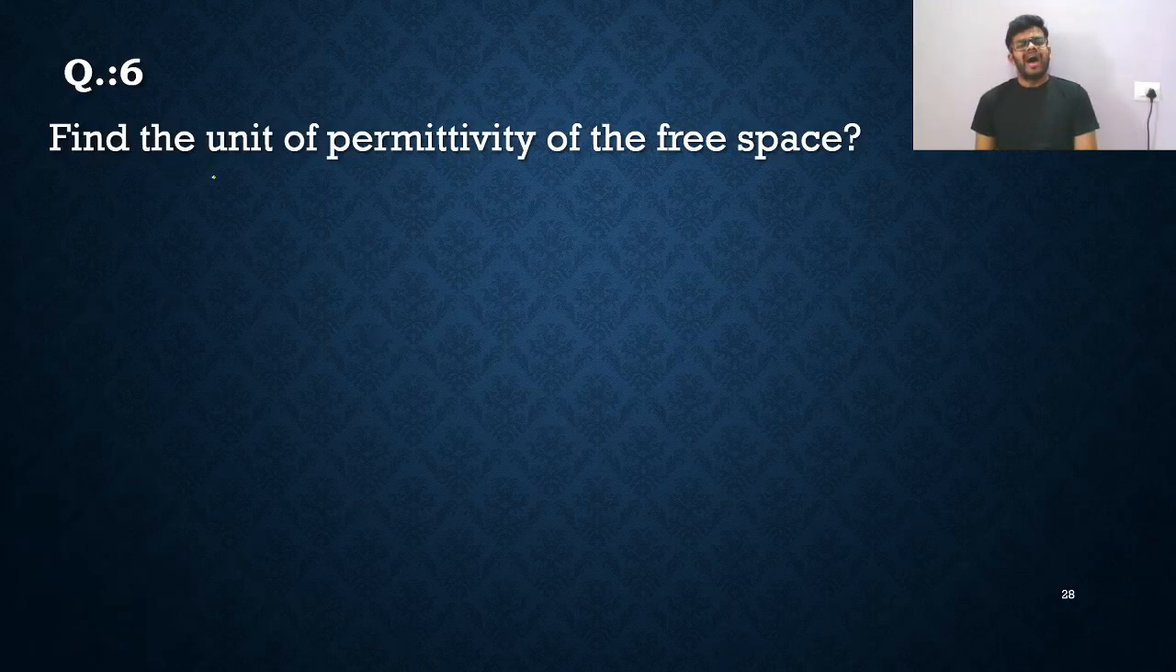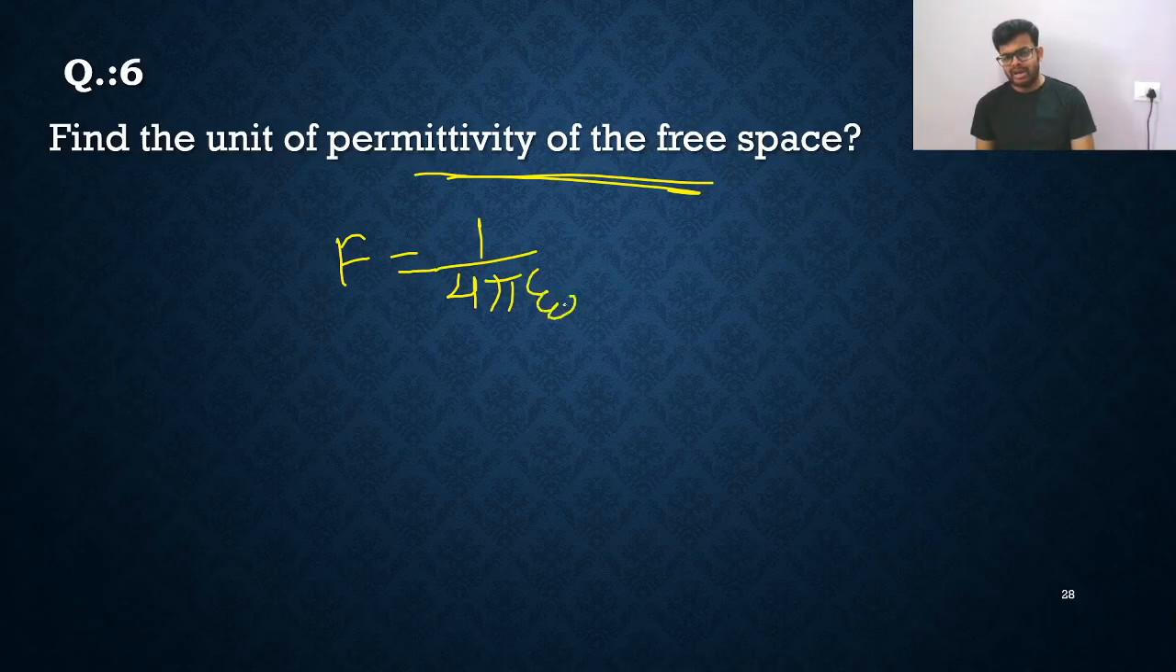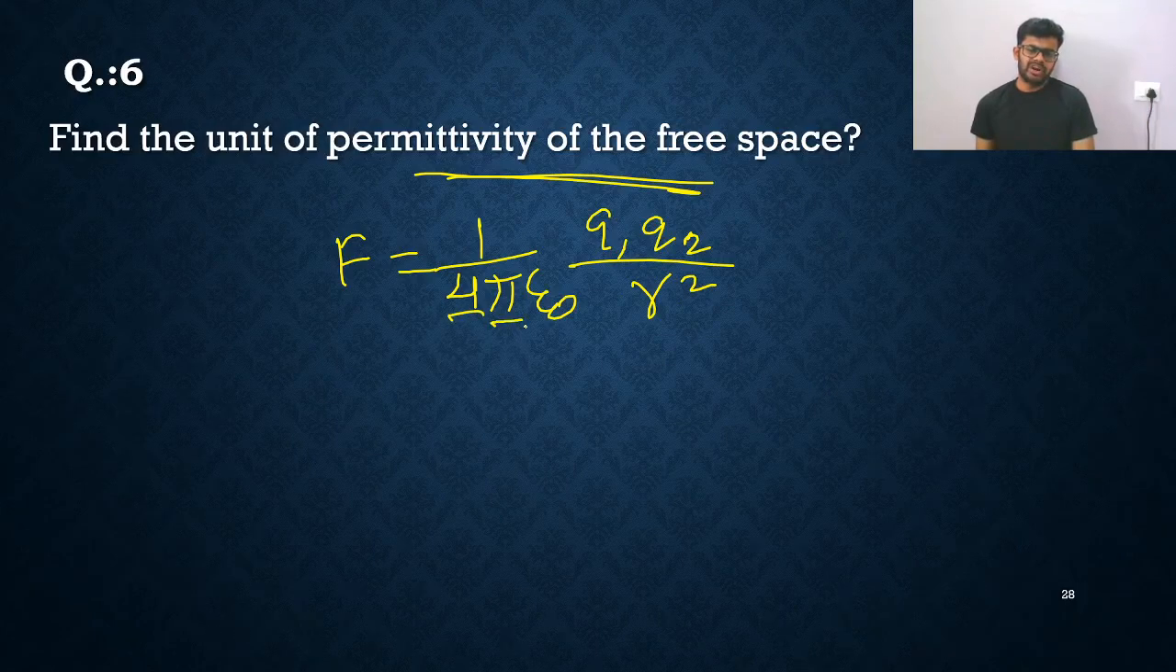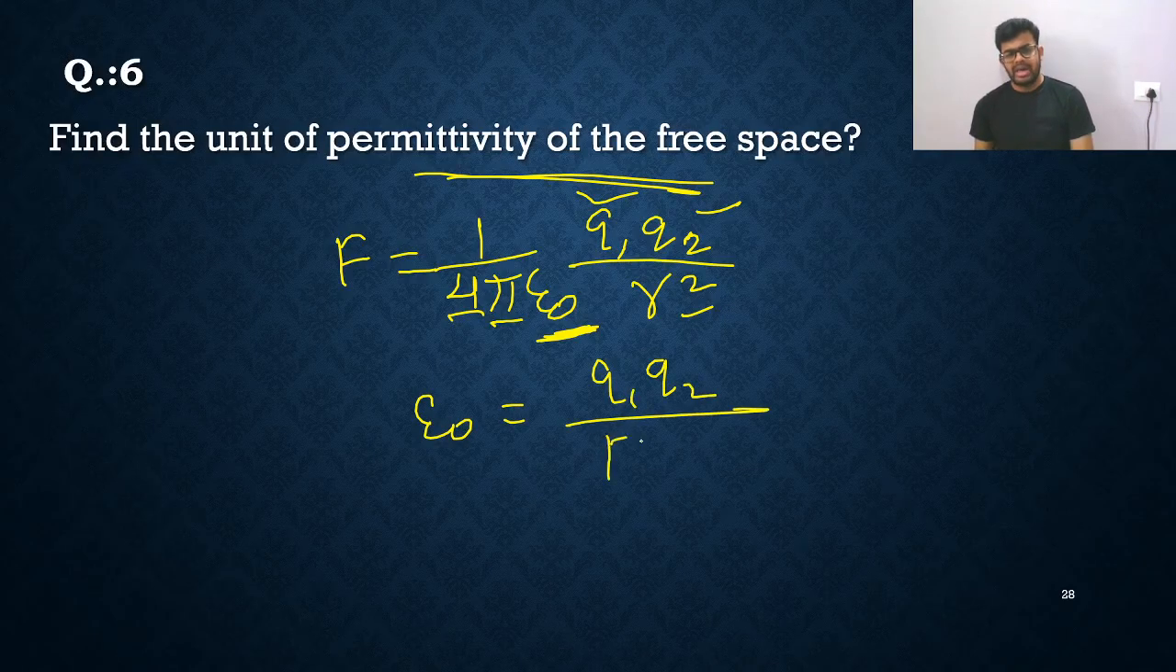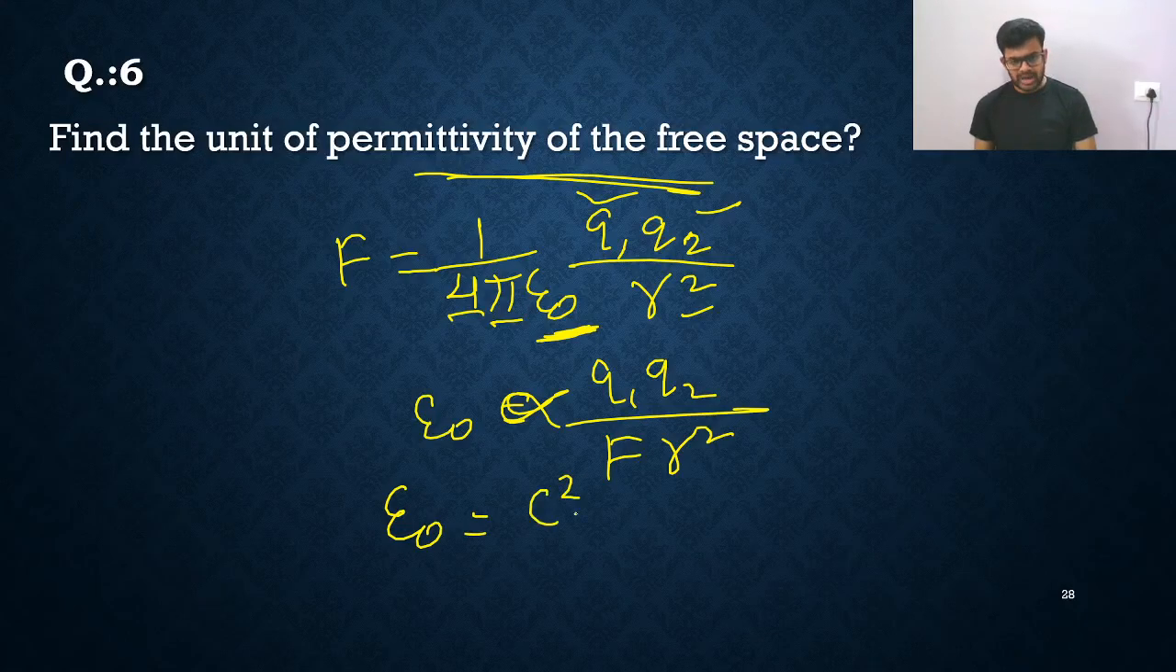One. Find the unit of permittivity of free space. Permittivity of free space means electrostatic. F is equal to 1 upon 4 pi epsilon naught Q1 Q2 upon R square. The 1 upon 4 pi is constant and does not have any unit. Epsilon naught has a unit, Q is Coulomb, and this is R square. So epsilon naught is equal to Q1 Q2 upon F R square, just by cross multiplication. So its unit is Coulomb square per Newton meter square.